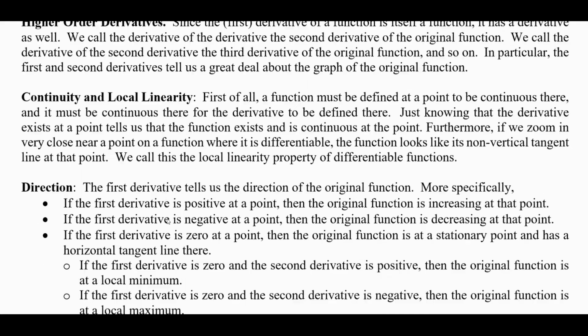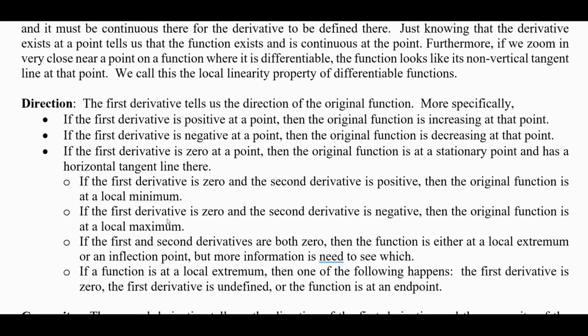Now, the first derivative tells us about the direction of the original function. More specifically, if the first derivative is positive at a point, then the original function is increasing at that point. If the first derivative is negative at a point, then the original function is decreasing at that point. If the first derivative is 0 at a point, then the original function is at what we call a stationary point, and that means it has a horizontal tangent line there.